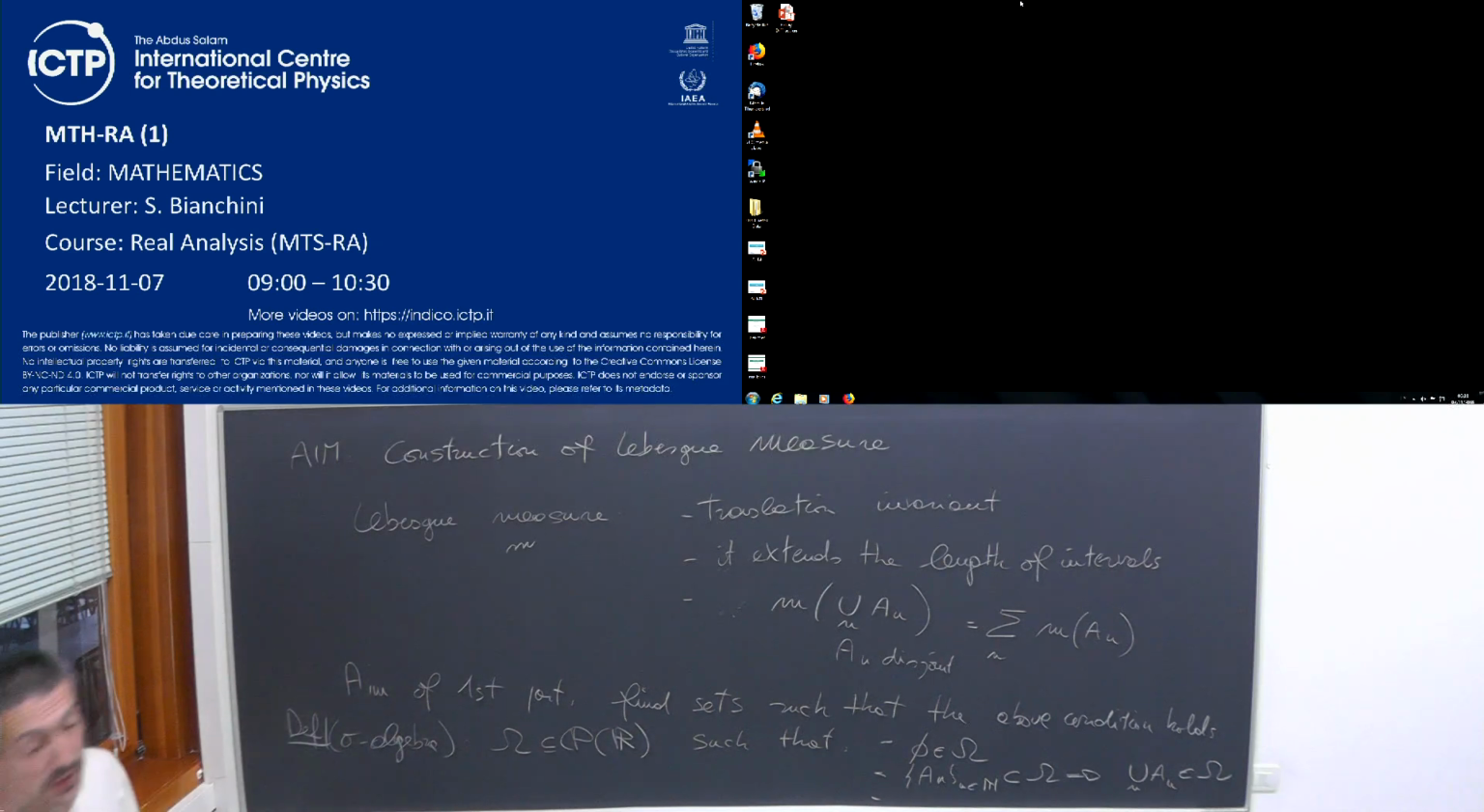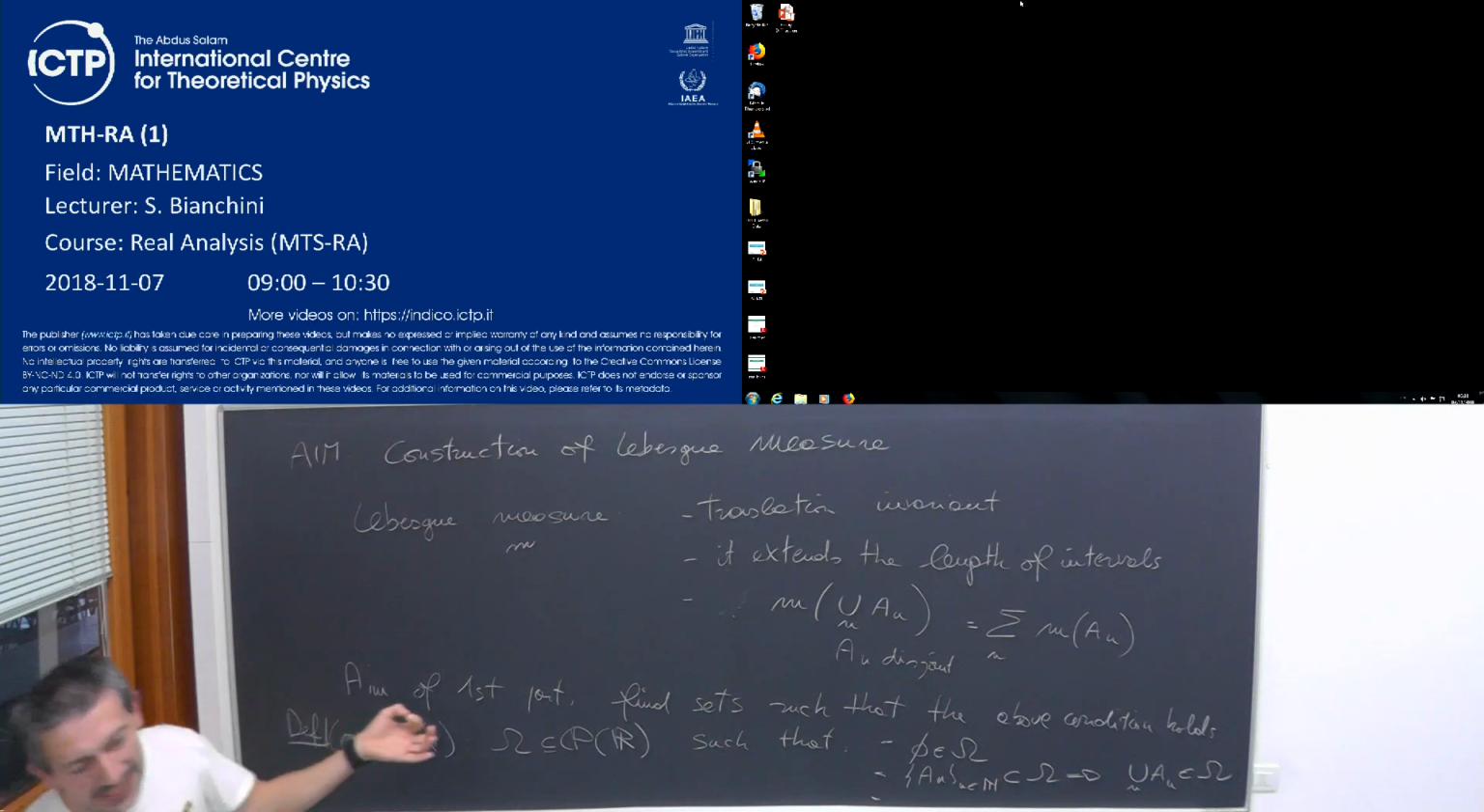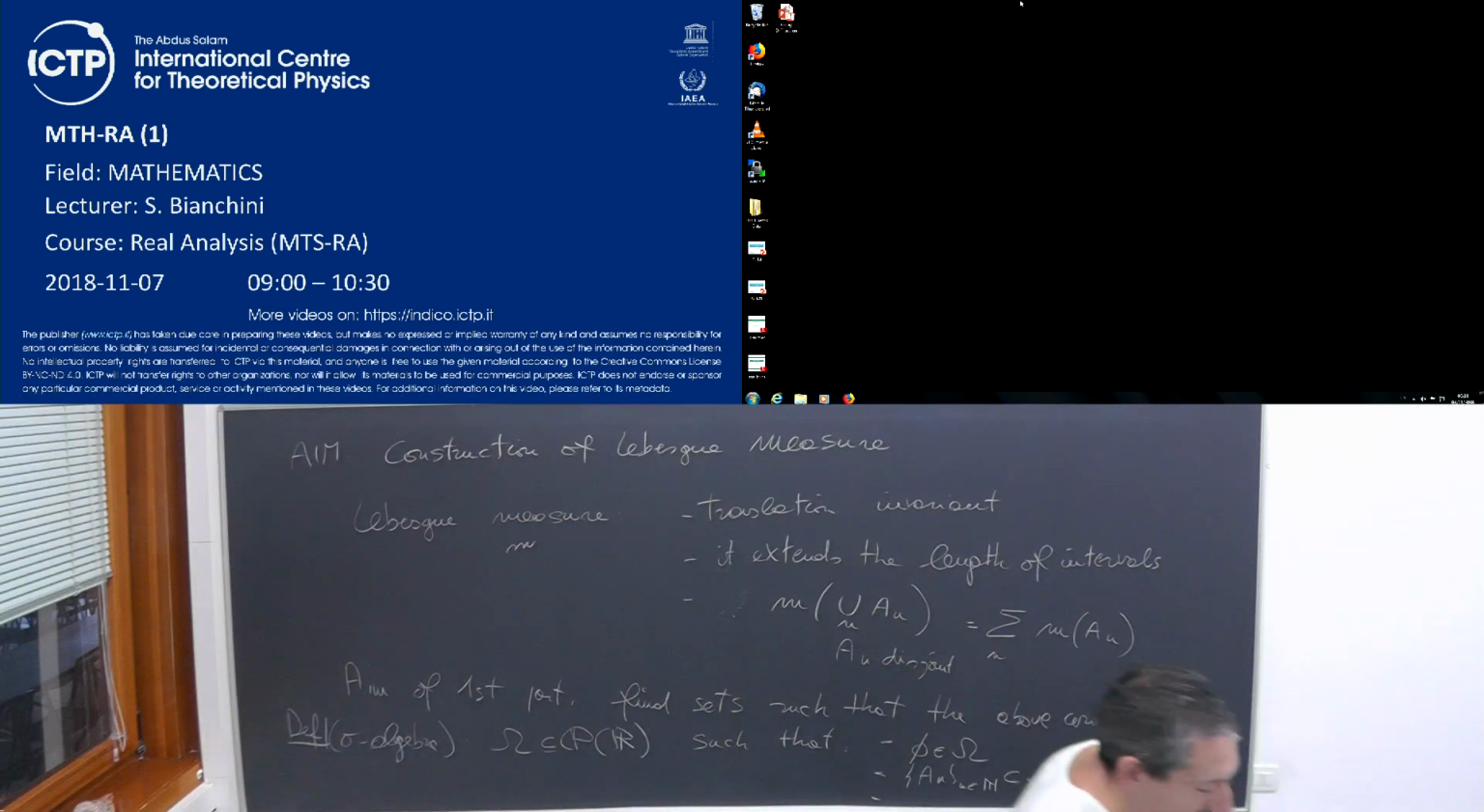The complementation, simply because if you have a set, and you know that a subset has some measure, you expect that the complement is the measure of the whole set minus the piece. So if A belongs to Omega, here we are in R, otherwise in any set, the complement is in Omega. Okay.